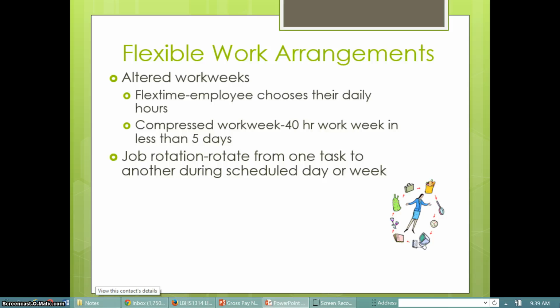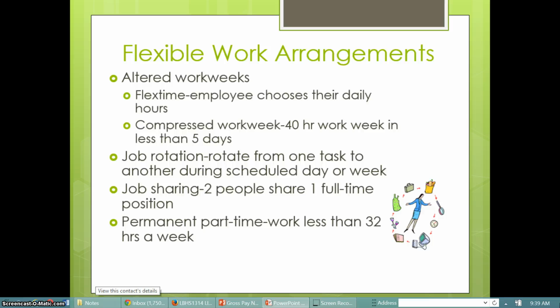Job rotation is when an employee may rotate from one task to another during a scheduled day or week, and that's to help promote that the employee learns a variety of different skills and does not get tied down to the mundane task of doing one single occupation. Job sharing is when 2 people share one full-time position.